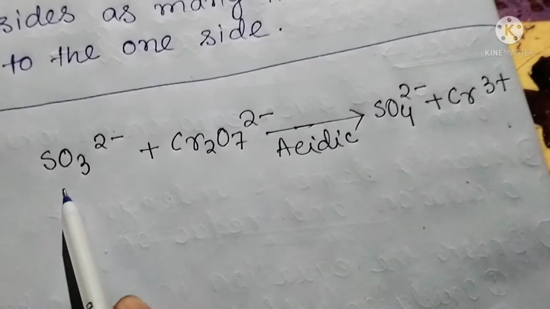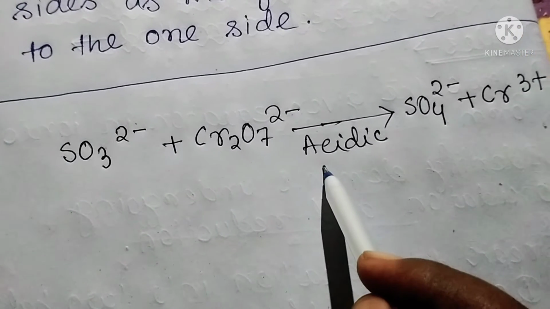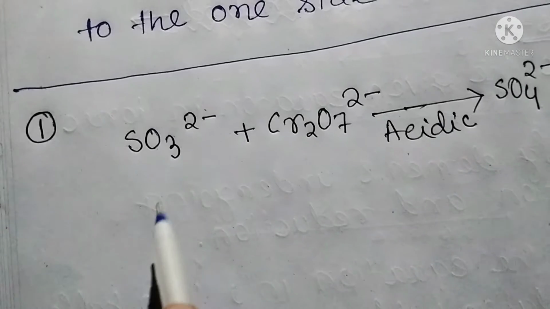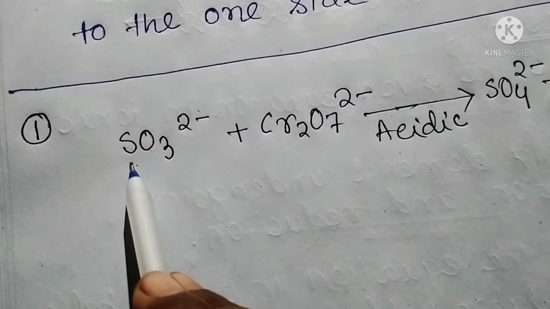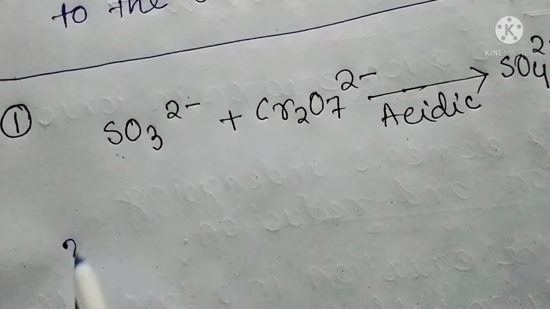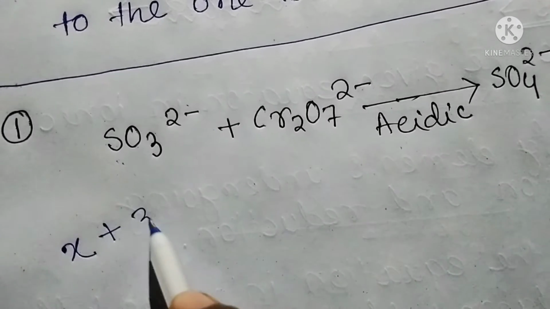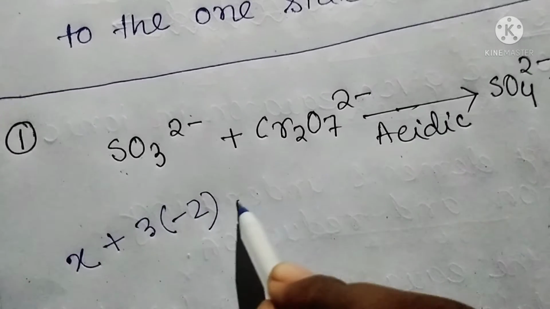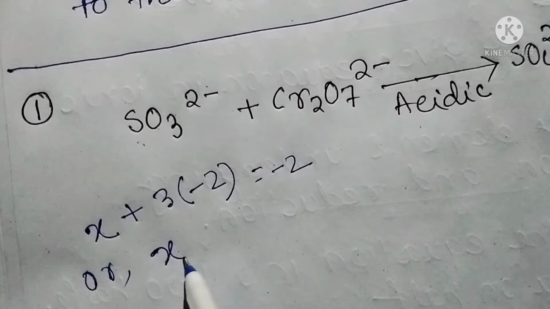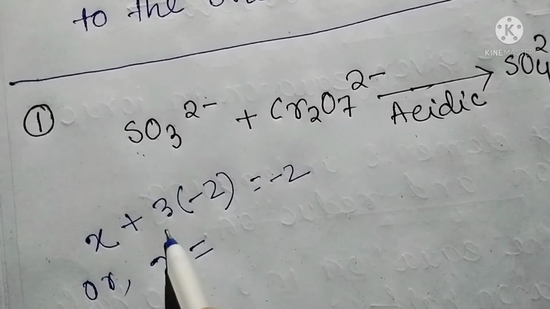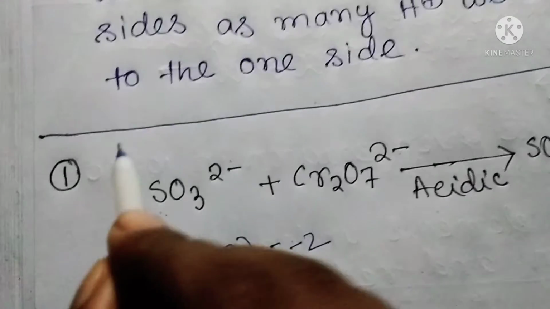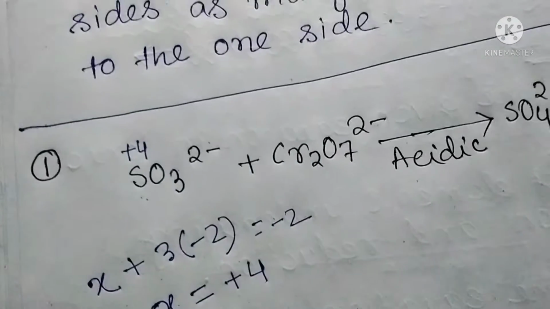So here we take this equation, which is in acidic medium. At first we have to calculate the oxidation state of sulfur. Let the oxidation state of sulfur be X, so X plus 3 into minus 2 equals minus 2, or X equals minus 2 plus 6, so plus 4. So the oxidation state of this sulfur is plus 4.